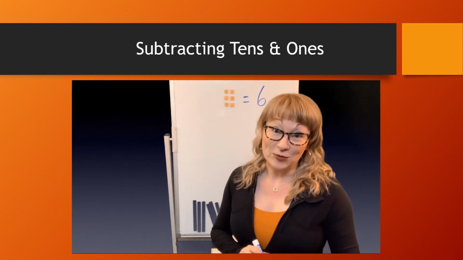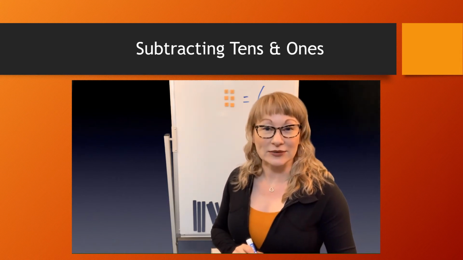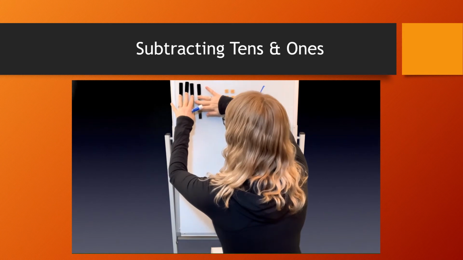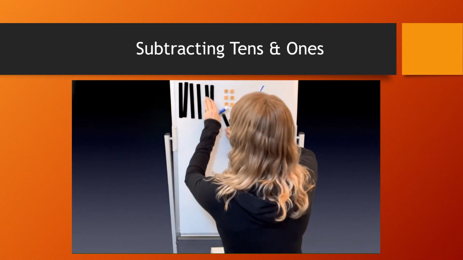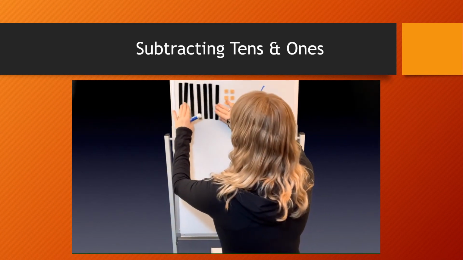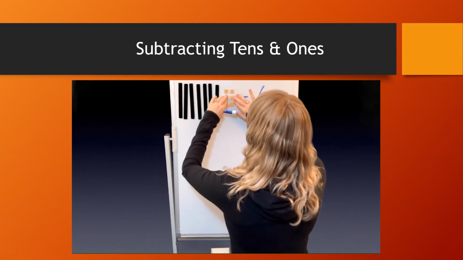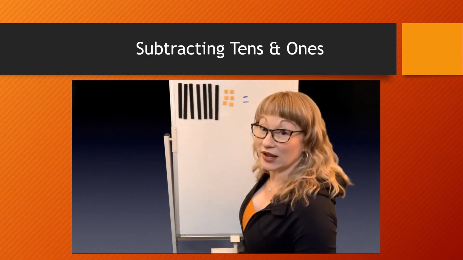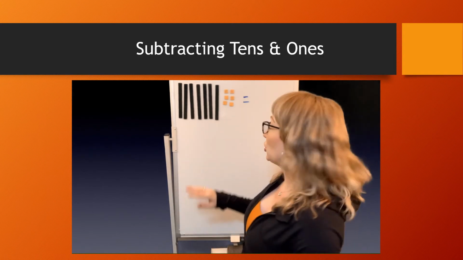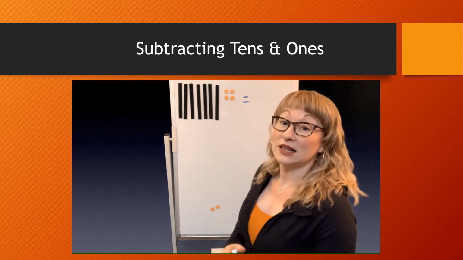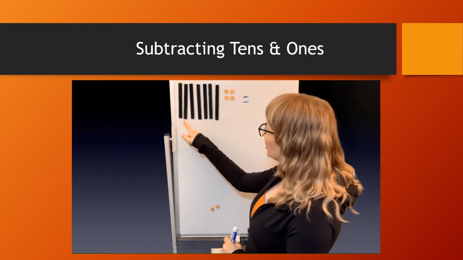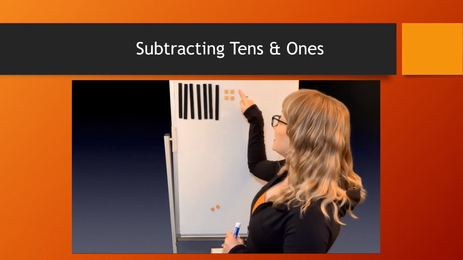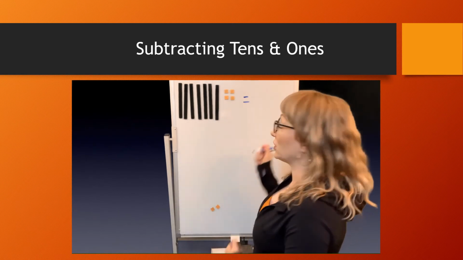Now I'm going to rebuild my 76, and this time I'm going to play around a little bit with the ones. So here's my 76 again. Now this time I'm going to take away ones. If I take away 2 ones, let's see what I'm left with. 10, 20, 30, 40, 50, 60, 70, 72, 74.